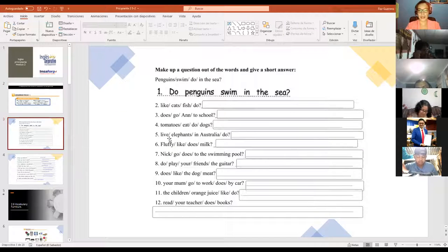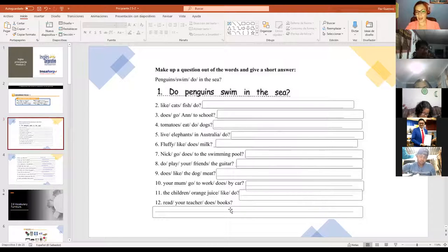we're going to move on to this exercise. In this, you're going to organize the words, right? To make the questions. Make up questions out of the words and give a short answer. So number one is already done for you as an example. We have the words penguins, swim, do, in the sea. To make a yes-no question, we place first the auxiliary do, and then the subject, penguins, then the verb swim, then the complement in the sea. And at the end, the question mark. Okay, so you will do the same with the rest of them.